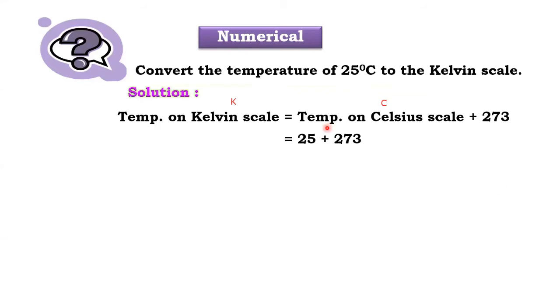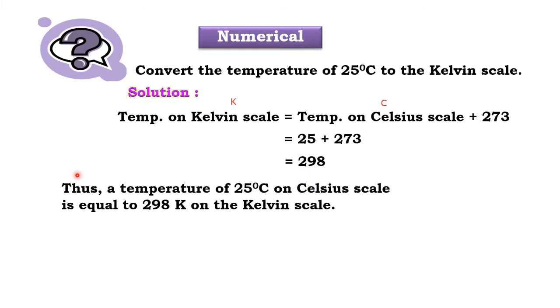So temperature on Kelvin scale will be equal to temperature on Celsius scale. On the Celsius scale we have the value of 25 degrees Celsius. So we write 25 degrees Celsius and simply add it with 273. The answer you get is 298. So the temperature of 25 degrees Celsius on Celsius scale is equal to 298 Kelvin on the Kelvin scale.